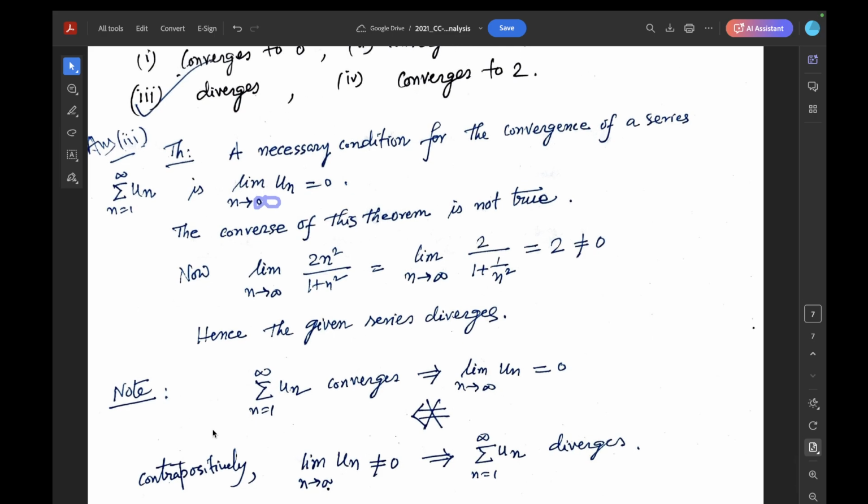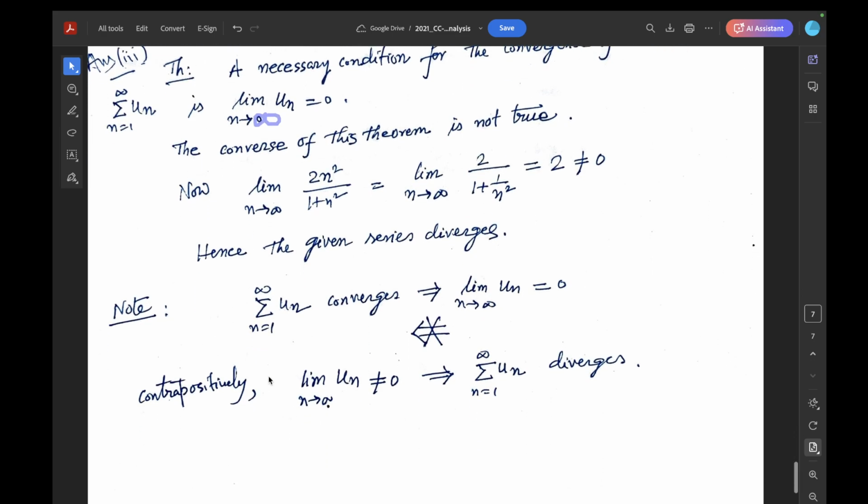So by this theorem, we can write: the series u_n converges implies limit of u_n as n tends to infinity equals 0. But limit of u_n equal to 0 does not imply the series u_n converges. And contrapositively, we can say if limit of u_n as n tends to infinity is not equal to 0, this implies the series u_n diverges.